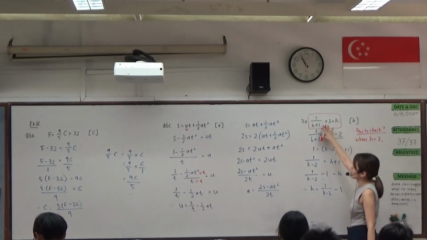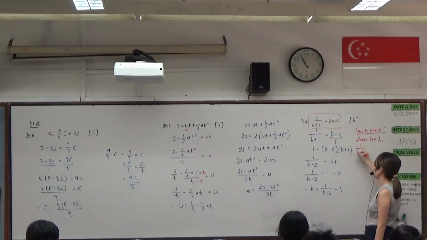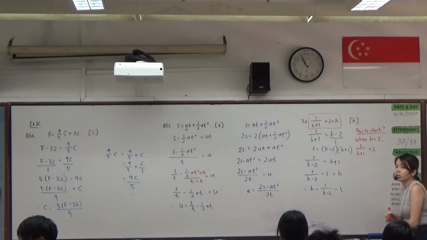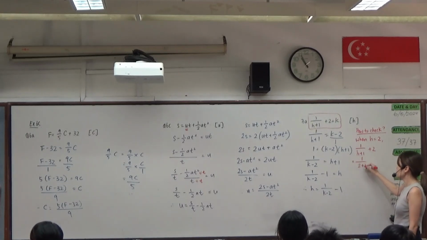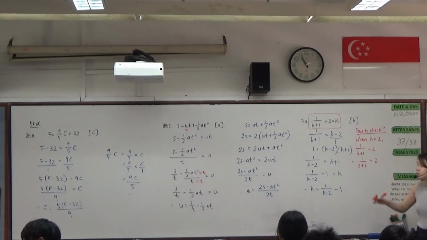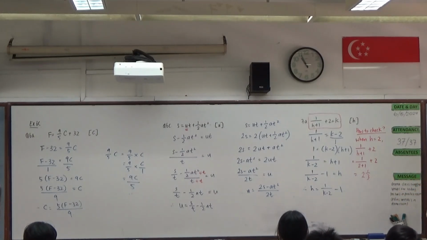And then when you place it into a calculator for 1 over h plus 1 plus 2, what do you get in your calculator? You will be pressing 1 over 2 plus 1 plus 2. So this is 1/3 plus 2. Make sure you try to get an exact number. That will give us 2 and 1/3.